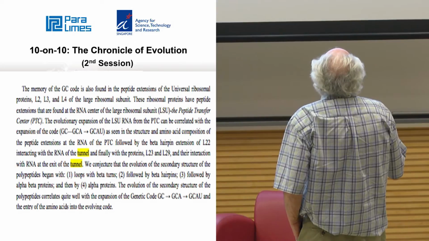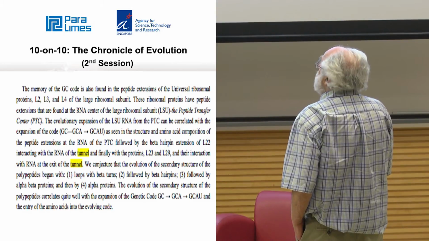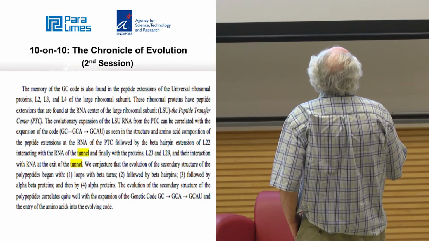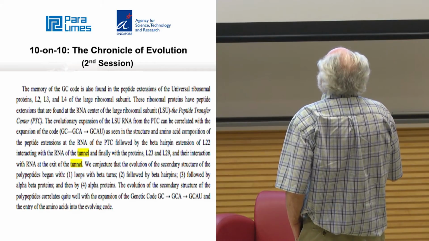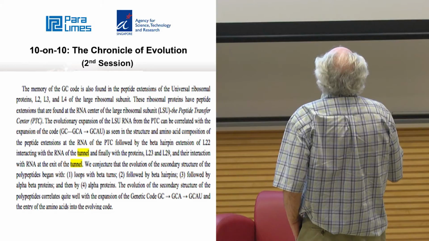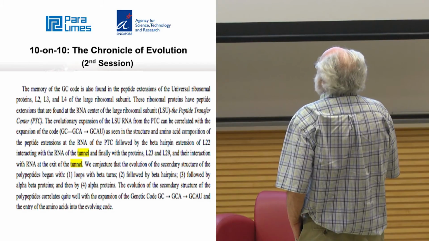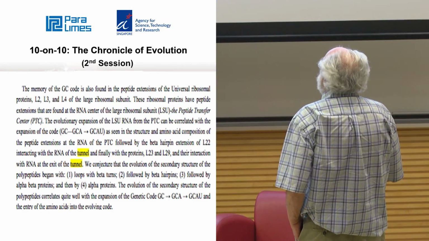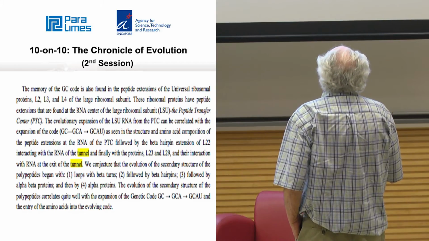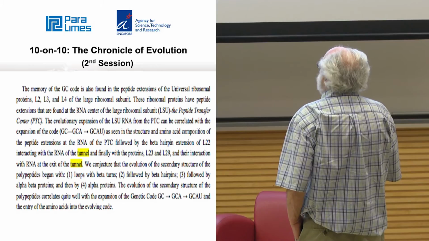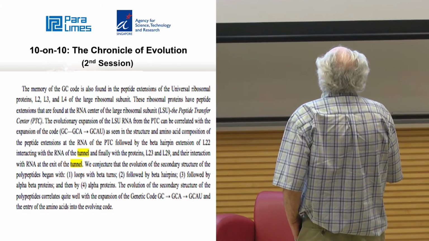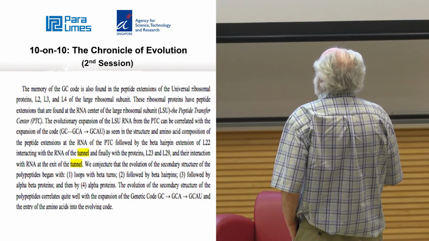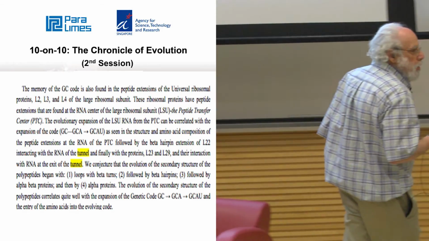As seen in the amino acid composition of the peptide extensions at the RNA of the PTC, followed by a beta hairpin extension of L22 interacting with the RNA of the tunnel, and finally with the proteins L23 and L29 and their interaction with RNA at the exit of the tunnel. We conjecture that the evolution of the secondary structure of the polypeptides began with loops with beta turns, followed by beta hairpins, followed by alpha beta proteins, and then by alpha proteins. The evolution of the secondary structure of the polypeptides correlates well with the expansion of the code and the entry of amino acids into the evolving system.